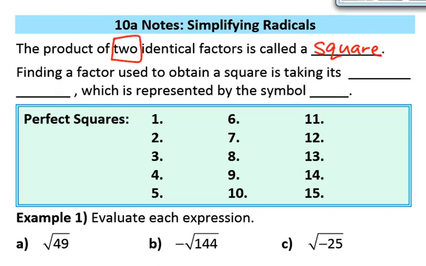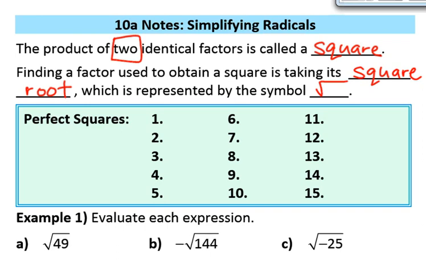Finding a factor used to obtain a square, so that is what would be, if I were to have 9, then what times itself would make 9? Then what that's called is taking or finding its square root. So if I wanted to find the square root of 9, then the answer would be 3. And it's represented by this symbol here, which is actually called a radical. And when we're finding two identical factors, it's called a square root.